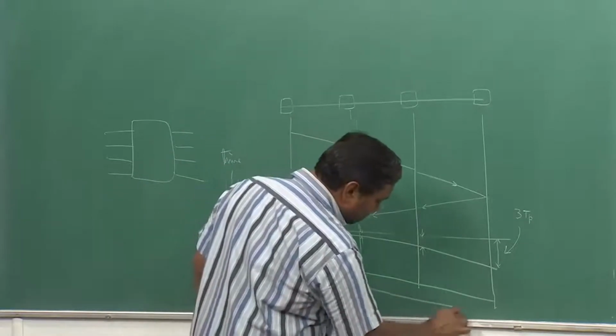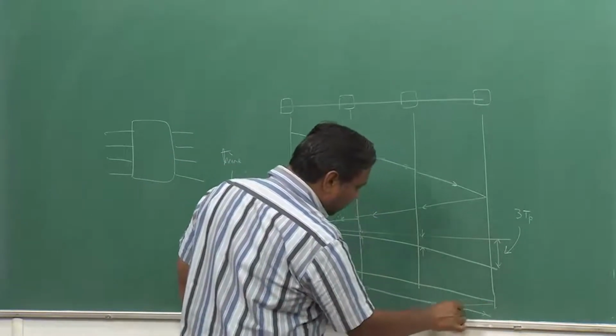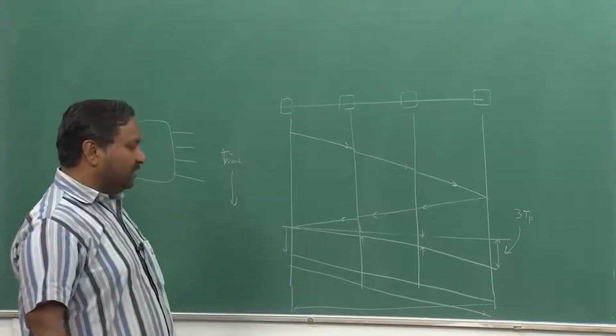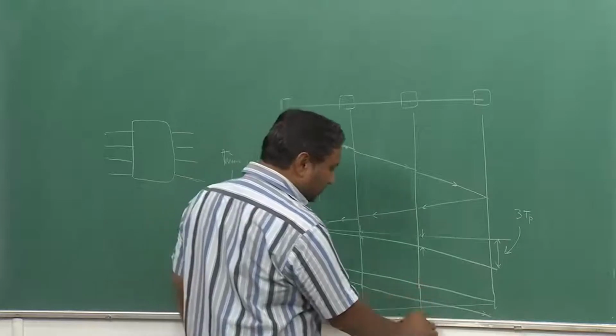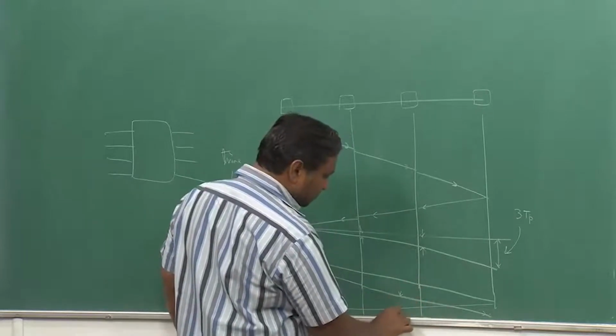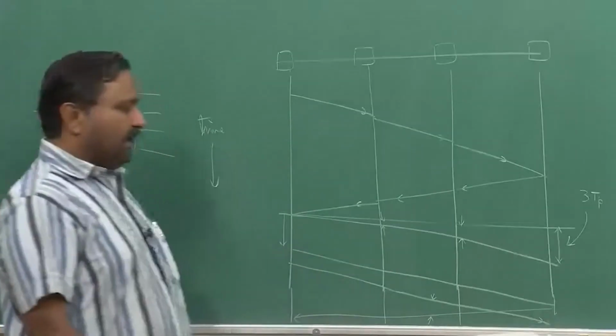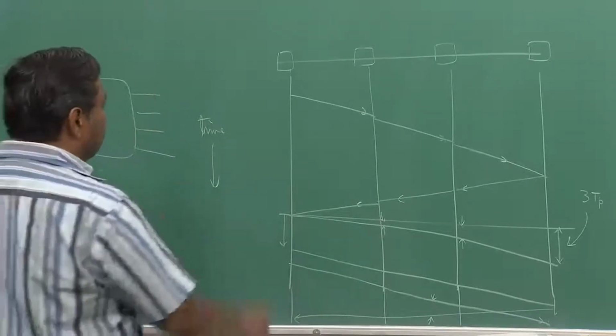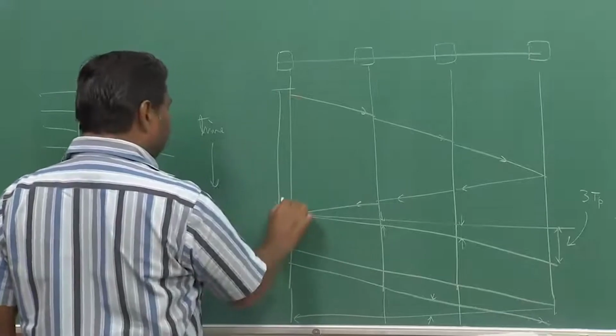Whenever you want to disengage the circuit, either from this side you will tell and the disengagement will happen, or from this side a disengagement message can come through the switches. Either of these can happen, and the connection can be dismantled. So there is a circuit setup delay involved before you transmit.